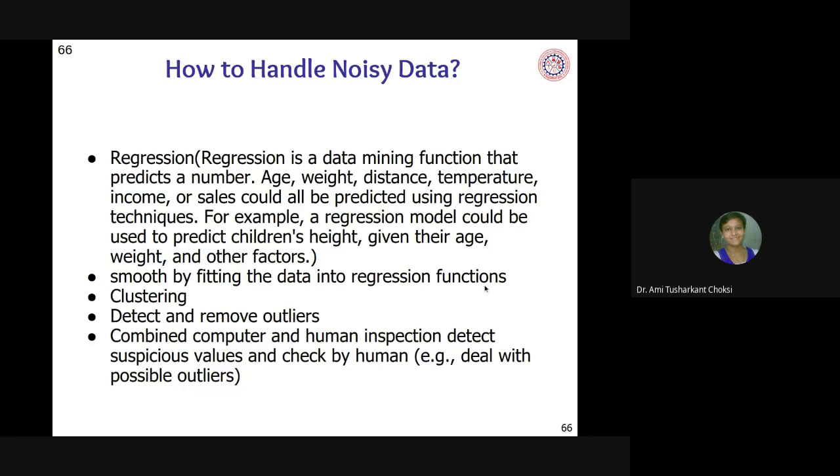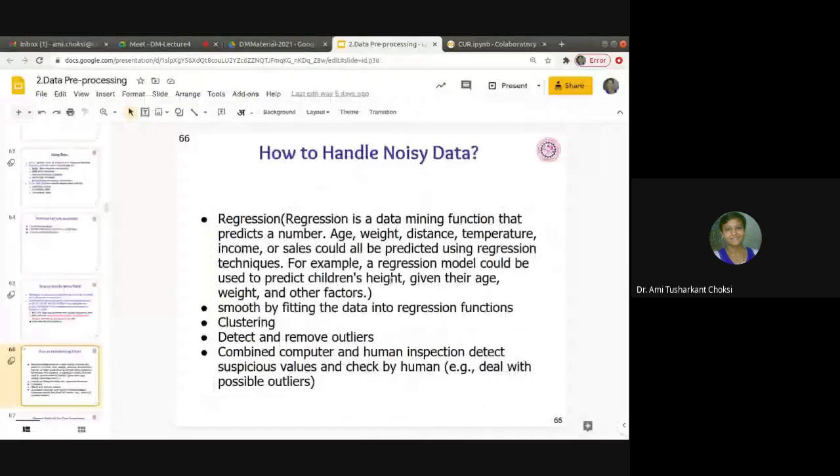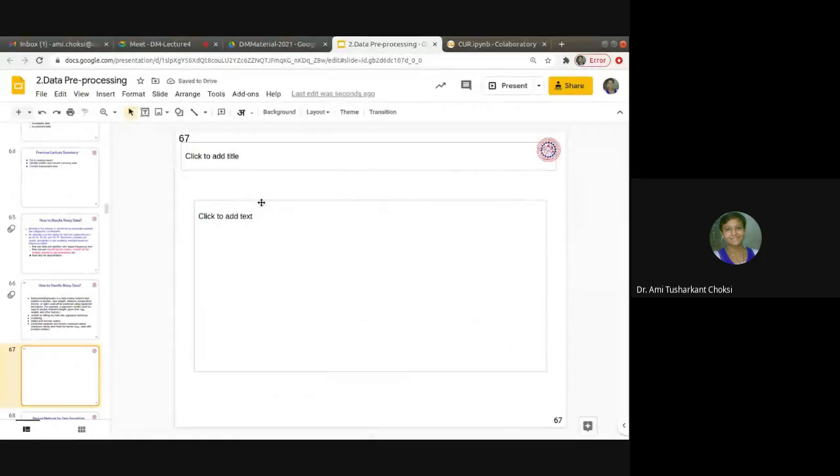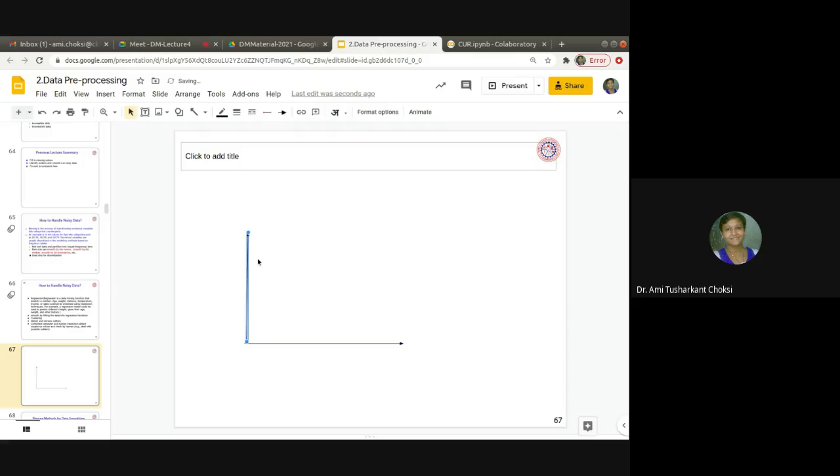Like we can say we have x and y coordinates. Let me show you that here. Let's say we have the xy axis. This is x, and here we have the y axis. We know that. Now, whatever data we have, if it is fitting in this particular line.